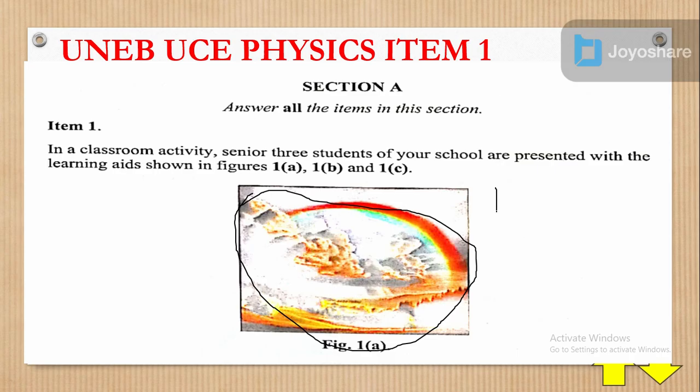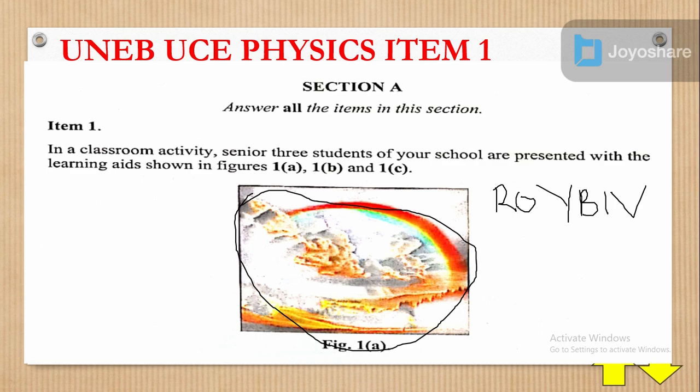A rainbow forms what we call the ROYGBIV colors. I guess you all know this acronym, ROYGBIV, whereby R is for red, O is for orange, Y is for yellow, G is for green, B is for blue, I is for indigo, and V is for violet.